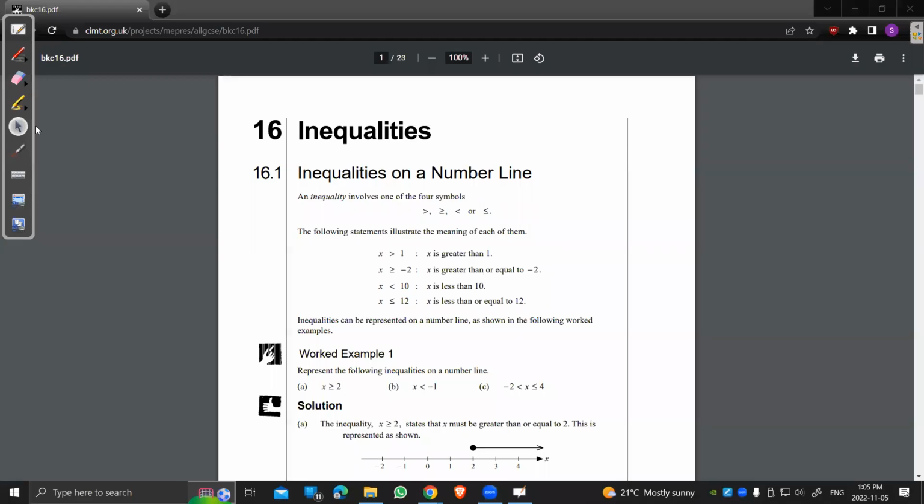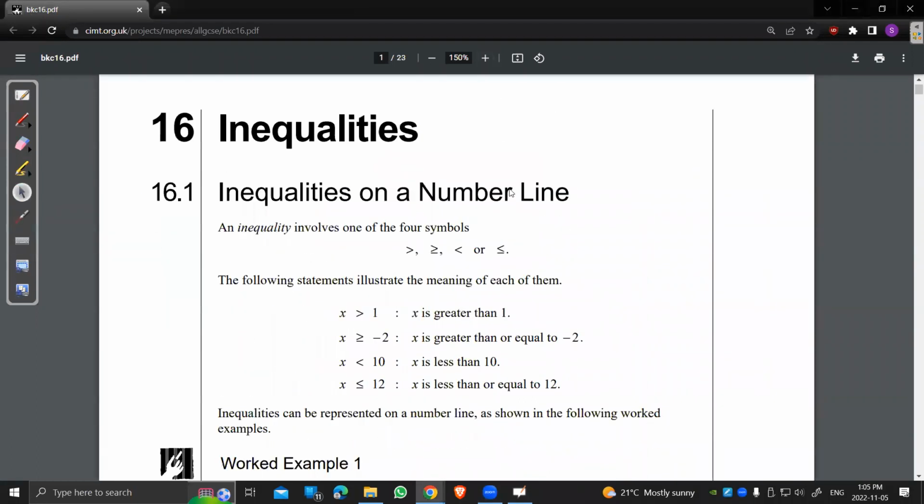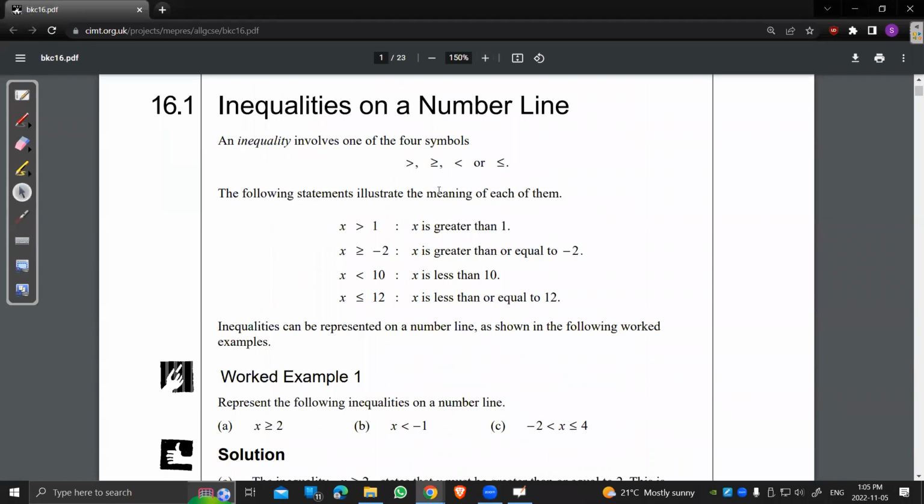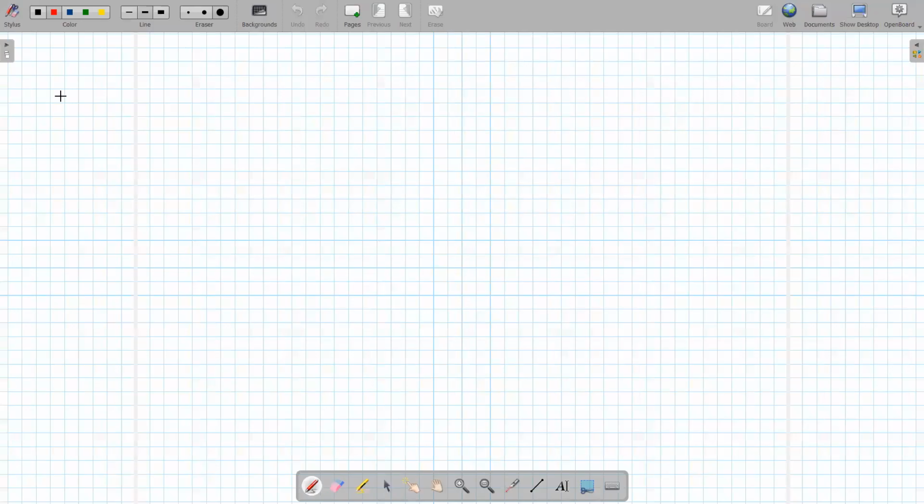All right, so there are multiple ways to visually show a linear inequality. You can do this on a graph. You can do this on a number line. Two main ideas when it comes to the number line.